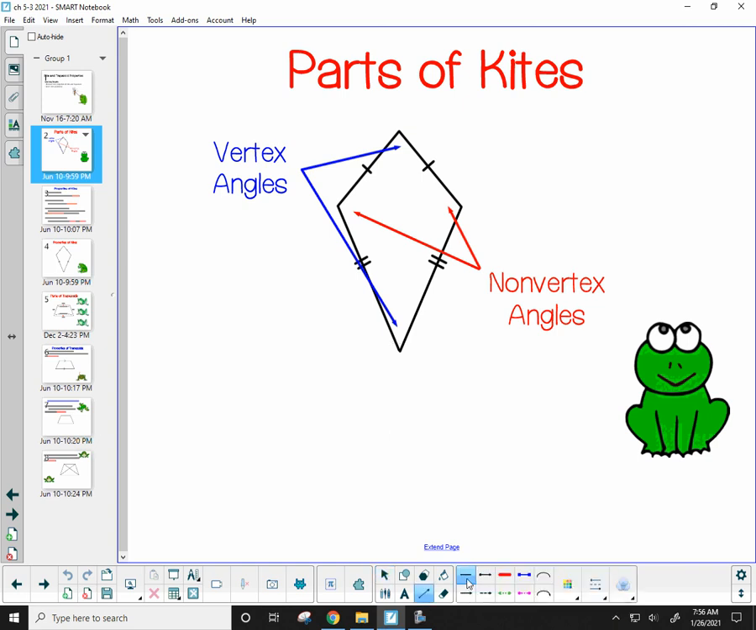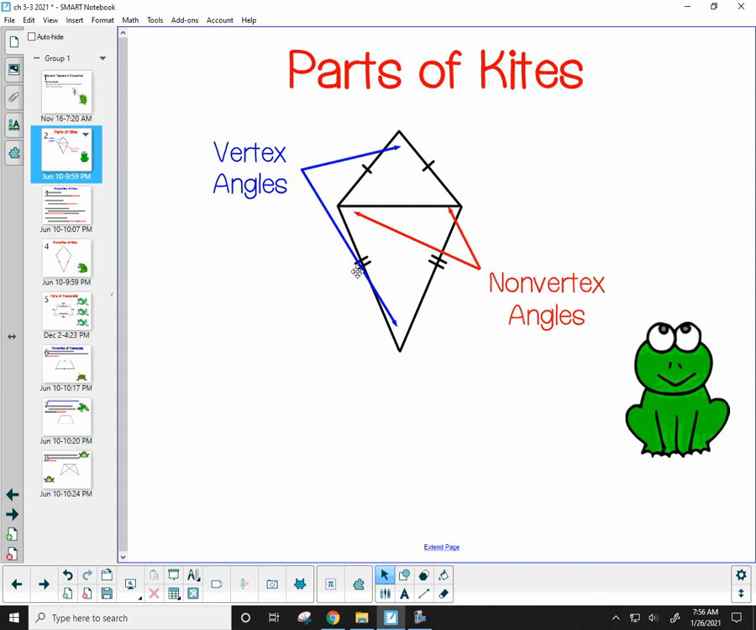But what I want you to think about is, what if I were to draw in this diagonal right here? I want you to think about this figure on the top and the figure on the bottom. The figure on the top is an isosceles triangle. The figure on the bottom is an isosceles triangle. And we know quite a bit about isosceles triangles right now, right?